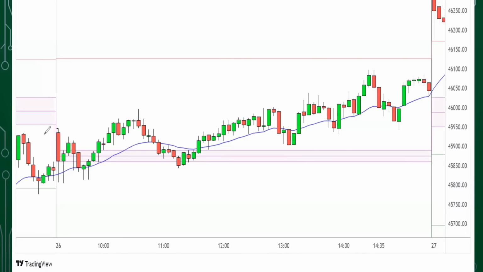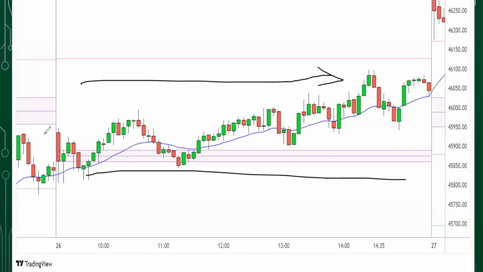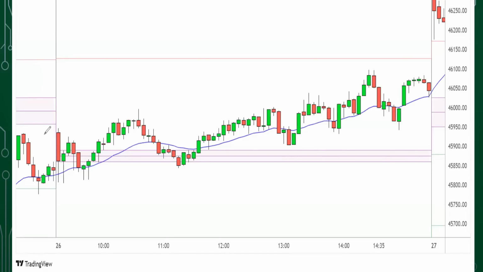Okay, this is the 26th. Market opened near the CPR and you can see that the entire day the market stayed sideways. There was a small move on the upside, but not a huge move, right? This is also a kind of sideways day, and on the 26th also we made profit. Now let us go to the next date, that is the 27th.